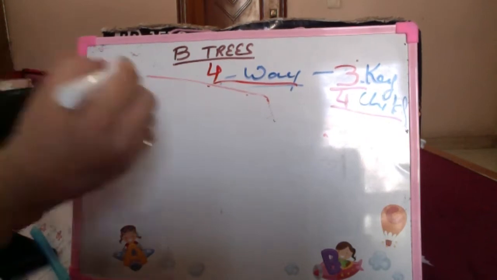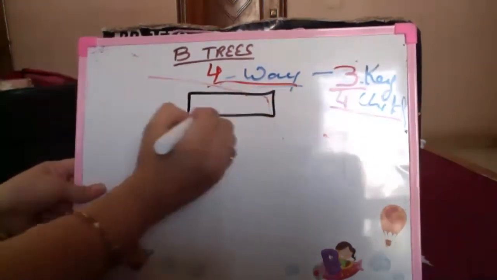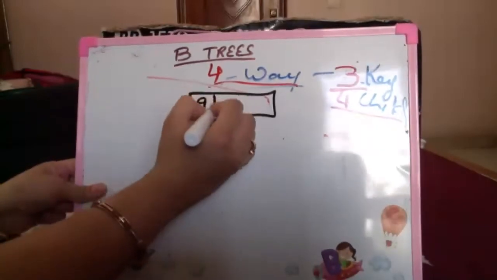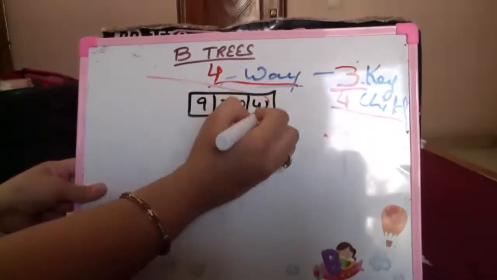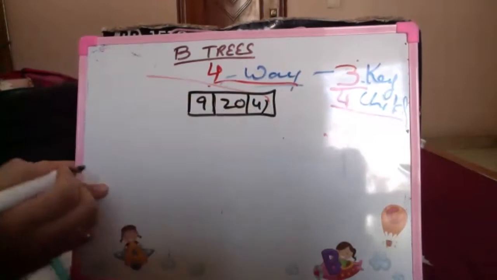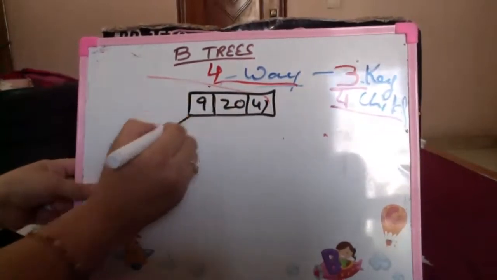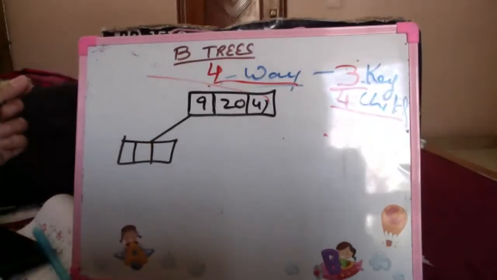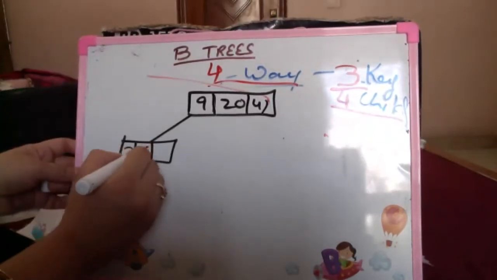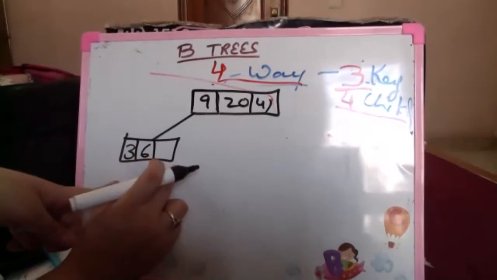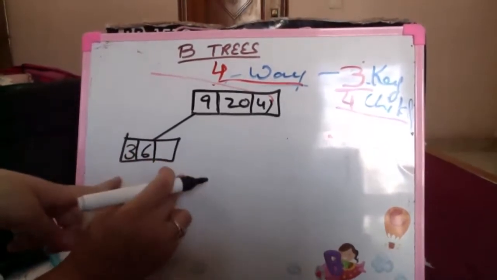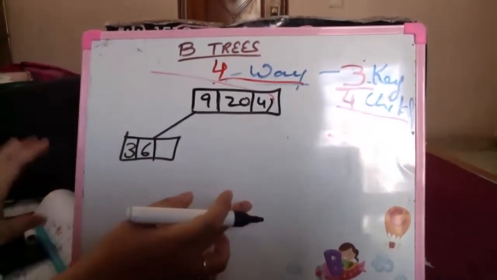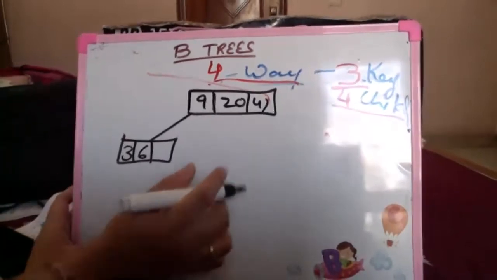Supposedly, I have a 4-way tree. That means it can have a maximum of 3 keys. So supposedly this is my root node having 3 keys. I have a node here which does not have all 3 keys filled. Supposedly it has only 2 keys filled. It is not necessary that every node has all the keys filled. I'm not saying this is a complete tree.